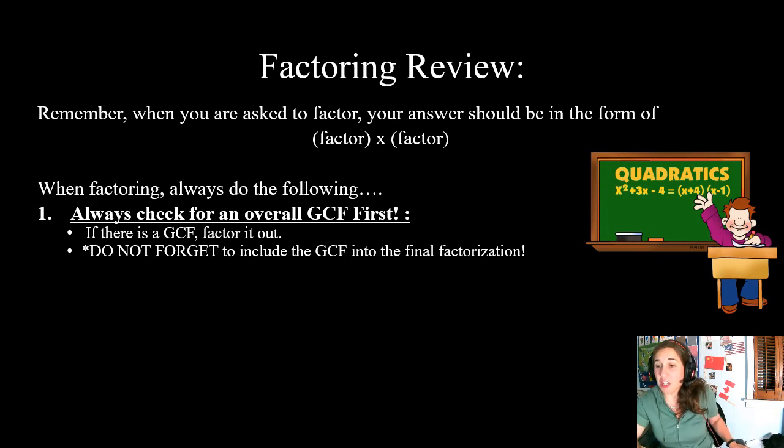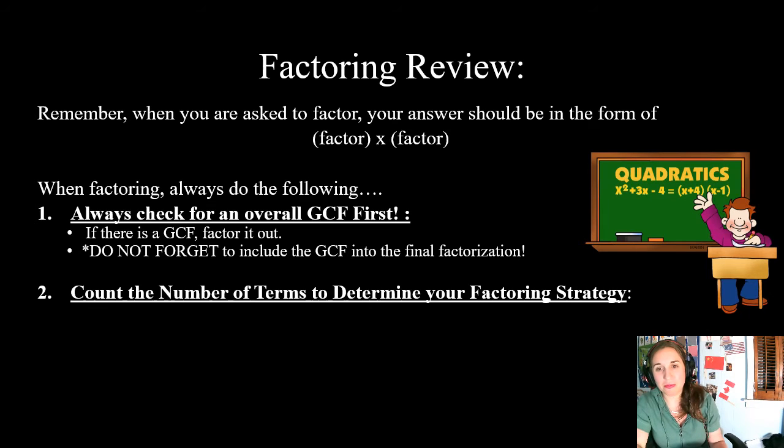That GCF needs to be part of your final factorization. It's one of your factors. It's the greatest common factor, a piece of your factorization. So when you do factor out that overall GCF, you should circle it, star it, put arrows next to it pointing down, so you do not forget to make it a part of your final answer. Okay, that's super important.